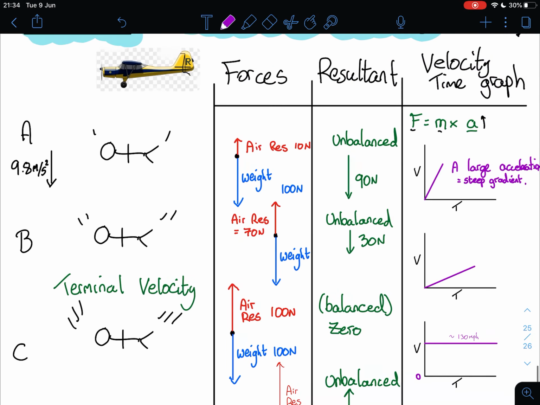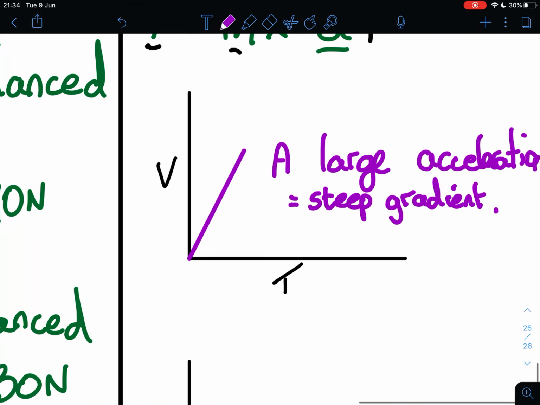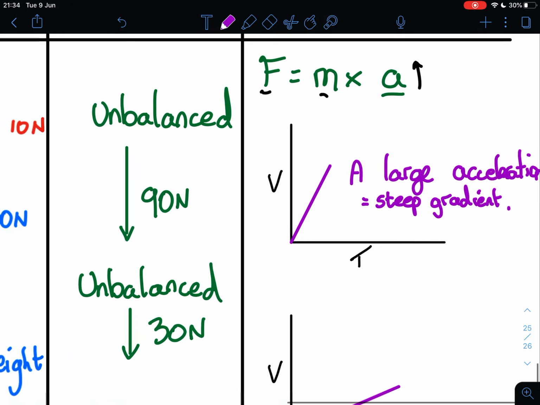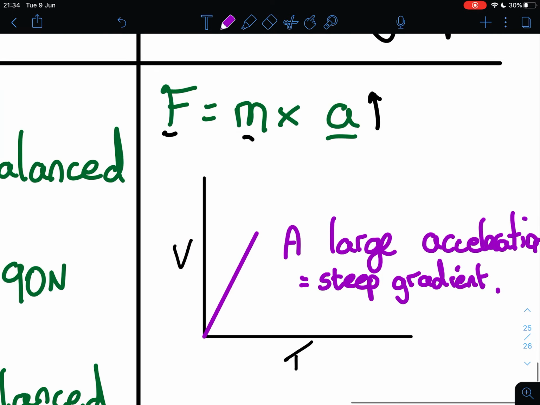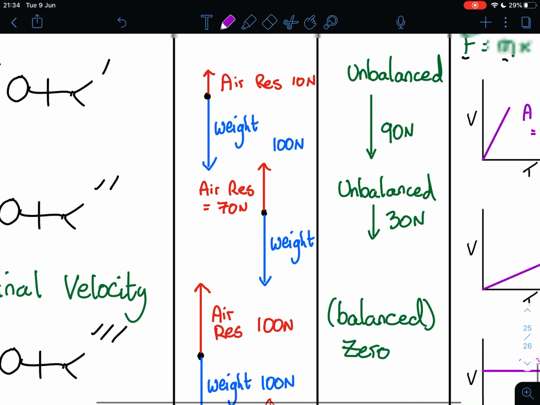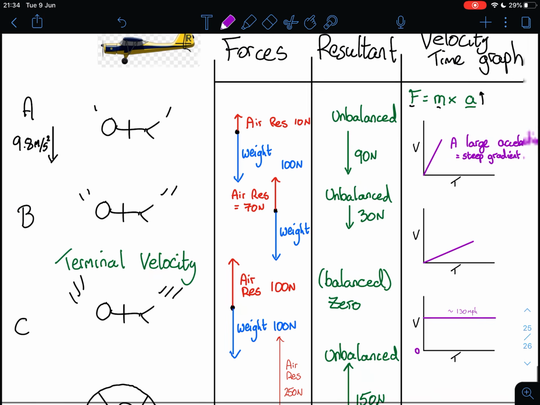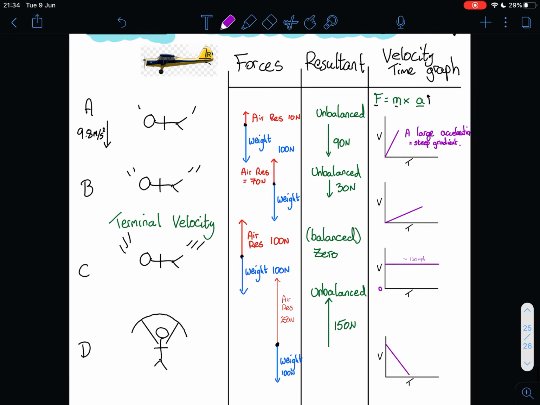There's loads of scientific words in there. Balanced and unbalanced. Resultant. Using Newton's second law, F equals ma, to explain the acceleration and the deceleration. Velocity time graphs. Understanding those. And all the way through, we're adding and subtracting, well, in this case, subtracting vectors away from each other. So this lesson builds on everything we've done so far.